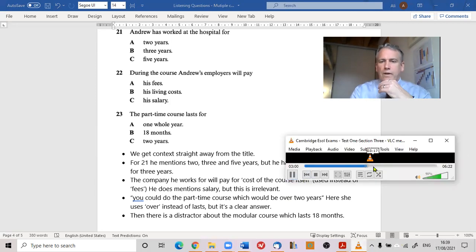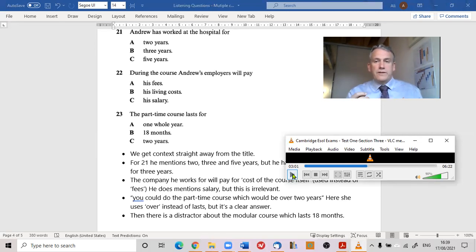It's a part-time course, that would be over 2 years, and you wouldn't have to take any time off work. Or you could do what we call a modular course. You could do that in 18 months if you wanted, or longer.